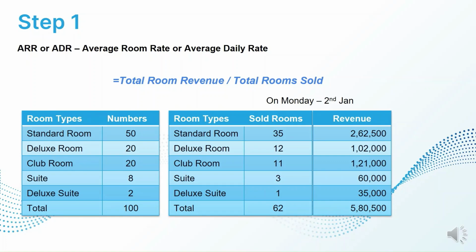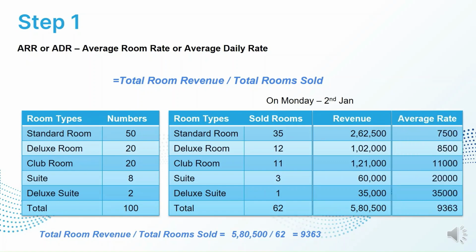Total revenue that got generated by selling all the room types was 5,80,500 rupees. Now, the average rate formula, total room revenue, which is 5,80,500 divided by number of rooms sold, which is 62, makes the average rate 9,363 rupees. Now, you can also calculate the average rate of each of these room categories sold because you have the total number of rooms that were sold in every category and the revenue that got generated in that category.